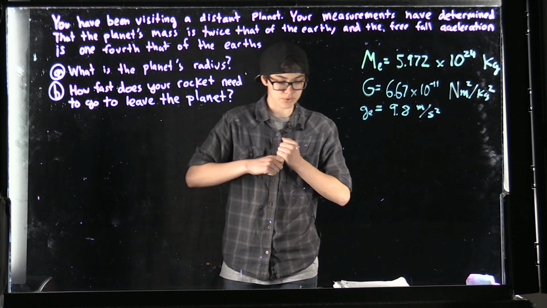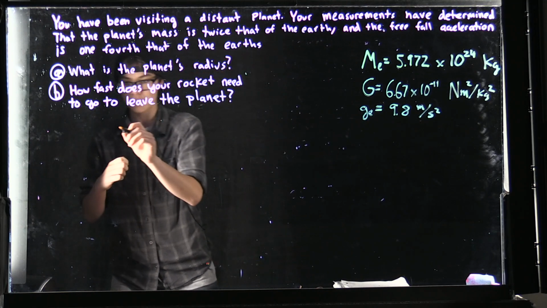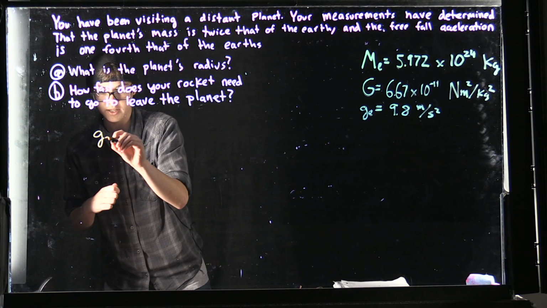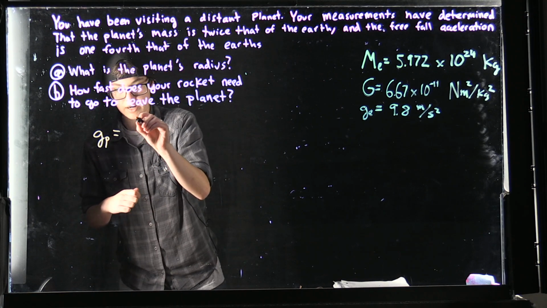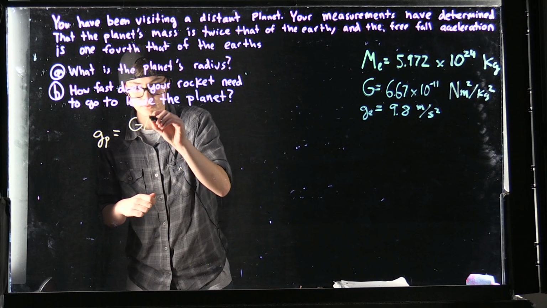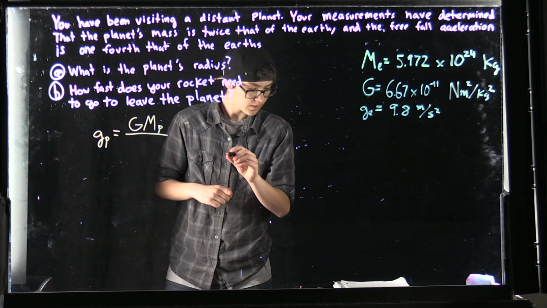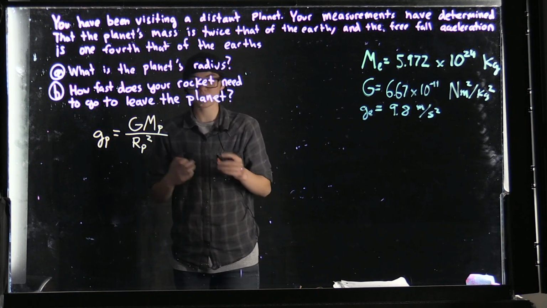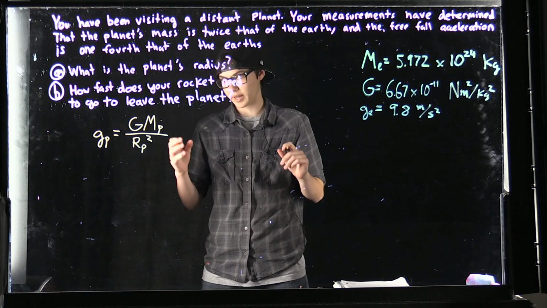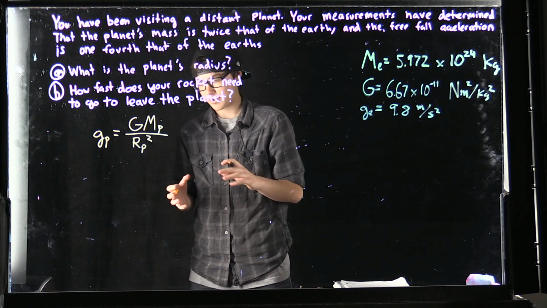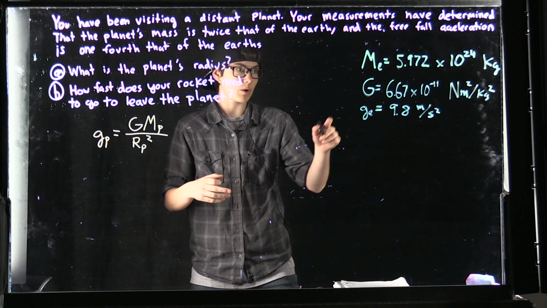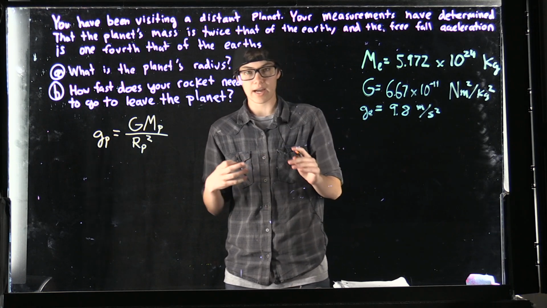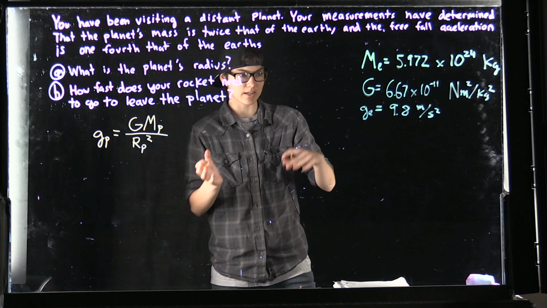So first, we've got to figure out what our planet's radius is. Now, we can use our helpful equation for determining gravitational acceleration. The gravitational acceleration of the planet is equal to the gravitational constant times the mass of the planet divided by the radius of the planet squared. This is great, except it's a little problematic because we don't have the mass of this planet, nor the gravitational acceleration of this planet. What we do have is how big the mass is in comparison to that of the Earth, and how fast the acceleration is in comparison to that of the Earth's.